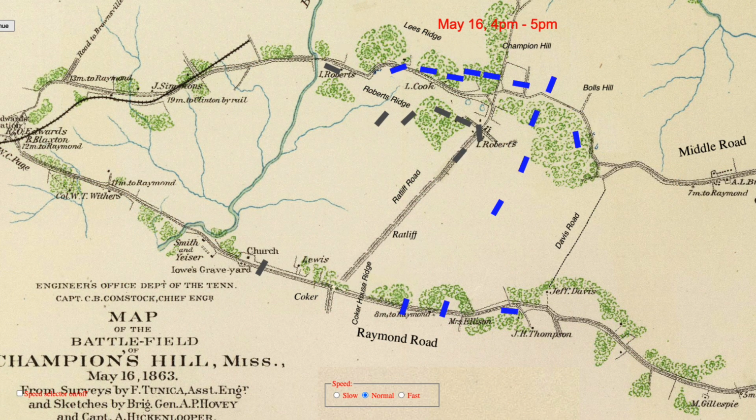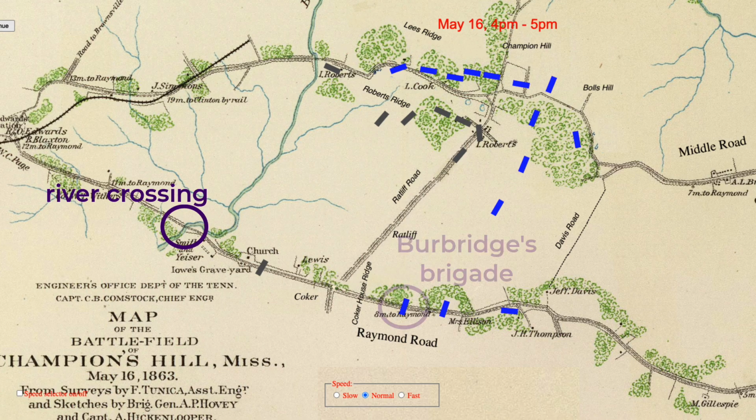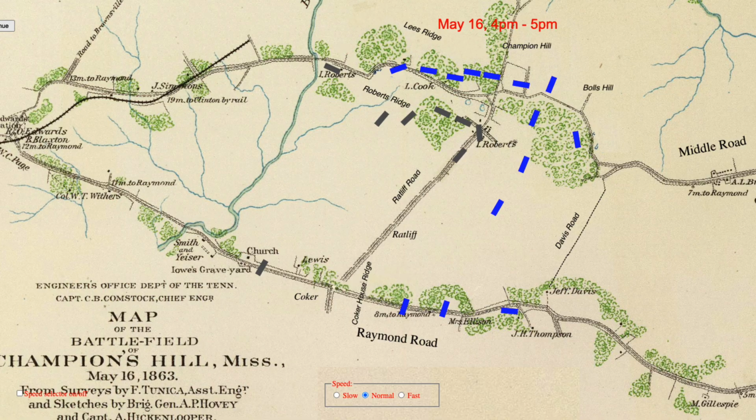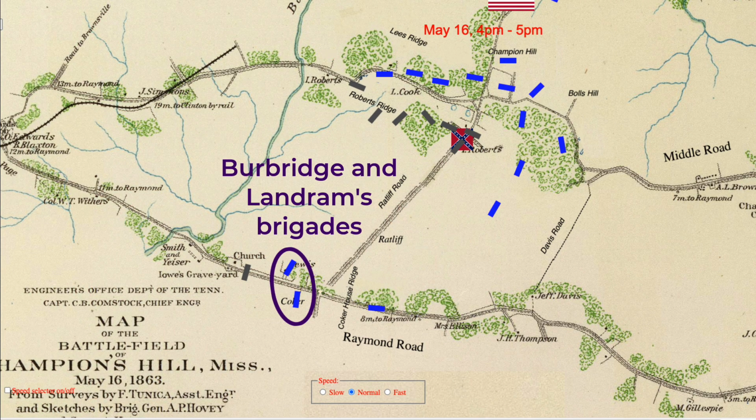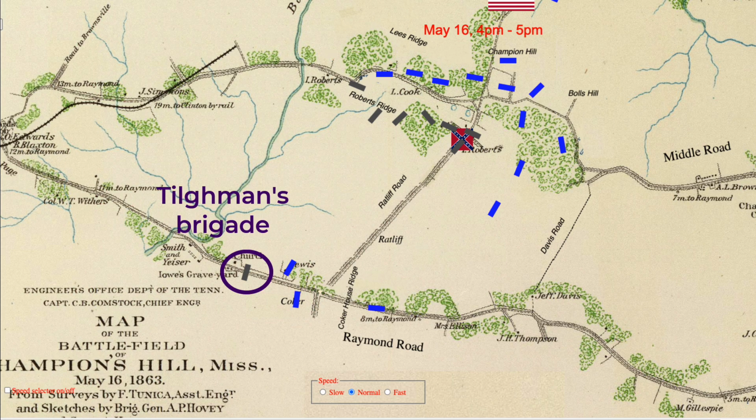A second example, down south on the Raymond Road, Tillman's Confederate brigade had an important fight around 5 p.m. to hold on to the river crossing, holding back Burbridge's Union brigade moving west. See what it looks like around 5 p.m. in version 1. In version 1, Burbridge's brigade is sitting about a mile away, on the other side of a ridge. But version 2 is changed to now show Burbridge and Landrum's Union brigades pressing close to Tillman's brigade.